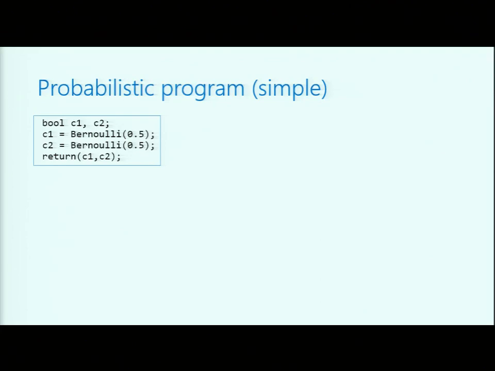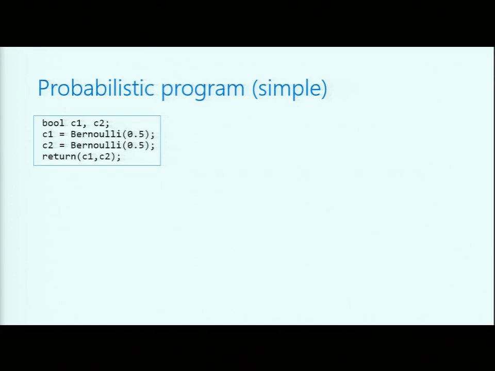So what are examples of probabilistic programs? Here's a simple example. Here I have a probabilistic program which is defined over two Boolean variables C1 and C2. Essentially, I have a probabilistic assignment which samples a value from a fair coin, which is a Bernoulli distribution with mean 0.5. The probability of heads equals the probability of tails equals 0.5. I draw a sample from this and assign it to the Boolean C1, true being heads and false being tails. Then I toss another coin independently and assign its value to C2. And then I return this tuple C1, C2.